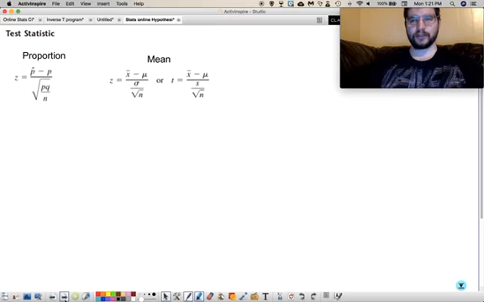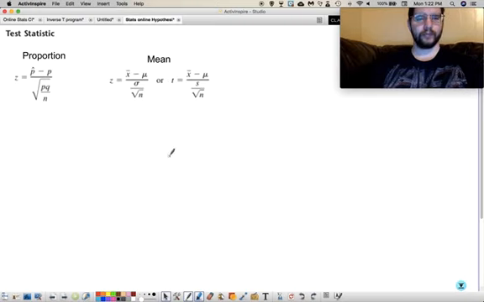Our test statistics. You should again be familiar with these from last chapter. The test statistic for the proportion, here's the formula. That's what we're going to be dealing with this week. Next week we'll be dealing with test statistics for the mean, either Z or T, depending on what we're looking at. So z is equal to p hat minus p over the square root of pq over n. Notice this is pq, not p hat, q hat.